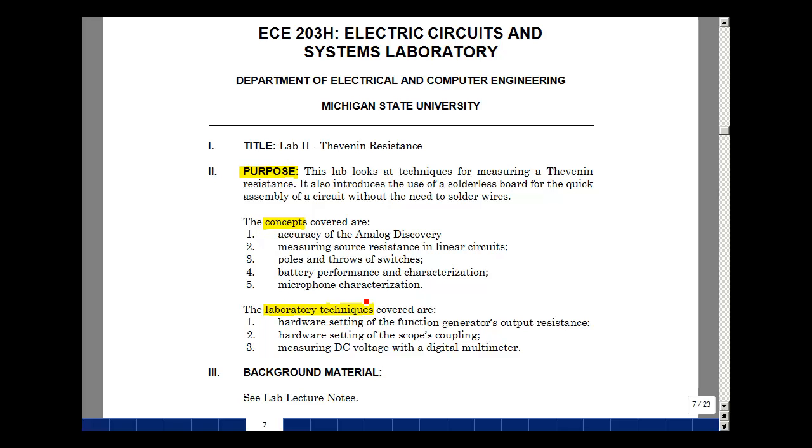Also learning some new laboratory techniques, and one is the hardware settings on the function generator to change its output resistance, hardware settings for the scopes coupling of AC and DC, and lastly, we'll learn how to measure a DC voltage with the DC multimeter. And this is lab number 2.